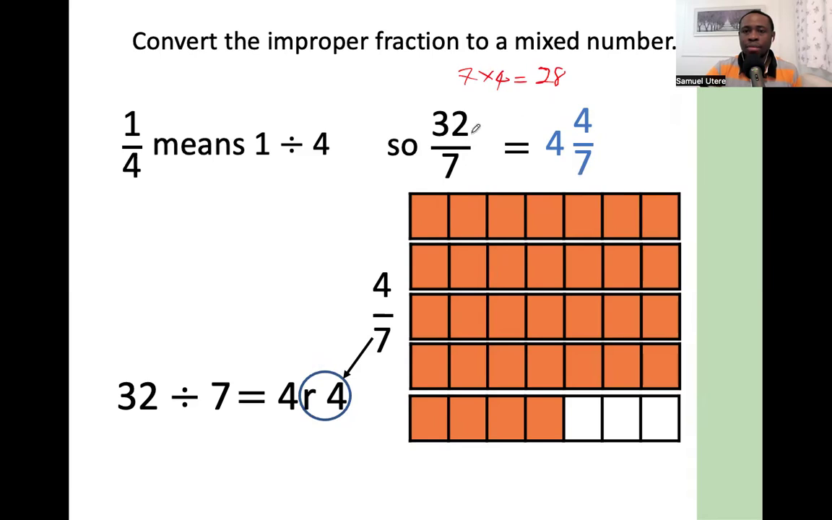I have 4 left. So I have to write 32 divided by 7 is 4 times. I can get 4 lots of 7 from 32. And my remainder is 4. And of course, I need to write it out of the fraction, which you have seen why we do it, because of what we know about how to represent mixed numbers and improper fractions as diagrams.